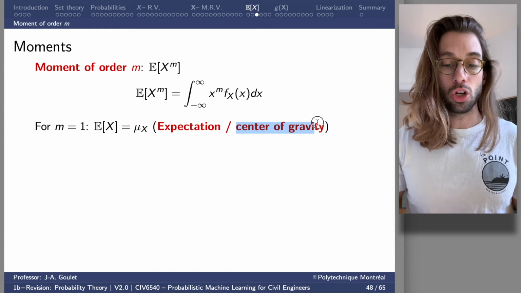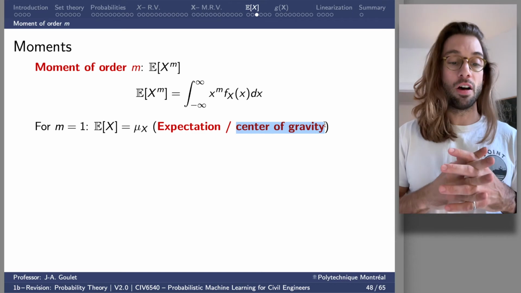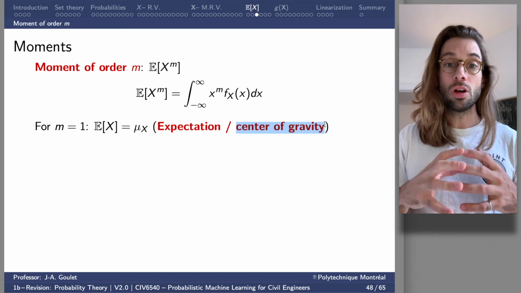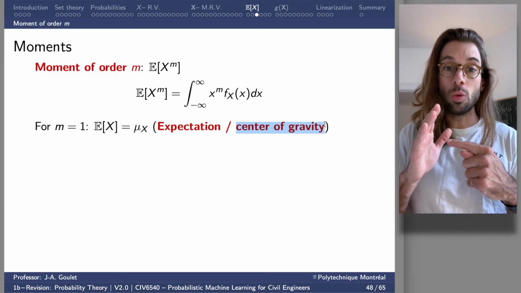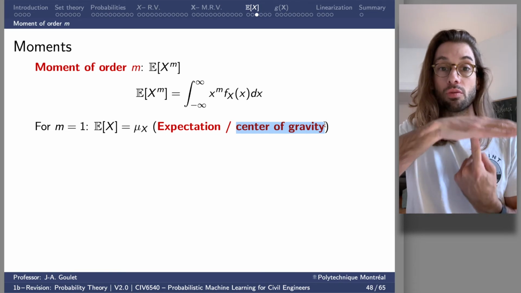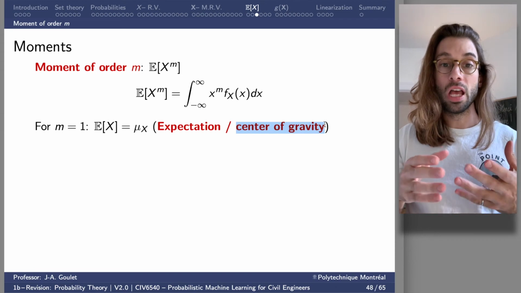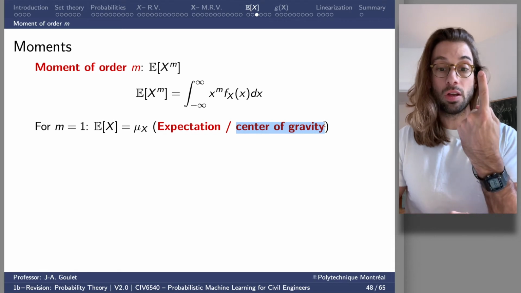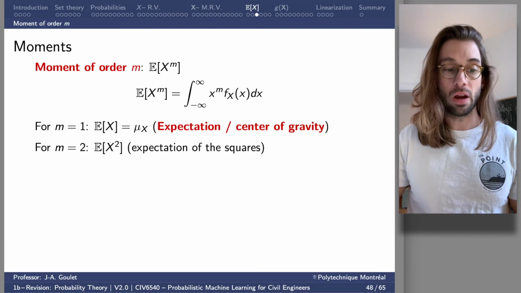So in terms of engineering, the intuitive interpretation you can have of this mean is that it is the center of gravity of a cross section. So imagine you have a beam with a given cross section. If you want to balance that beam on your finger, you need to put your finger on the center of gravity of that beam. Here it's the same thing for a random variable. If you wanted to balance the probability mass function or the probability density function on your finger, you should put your finger on the expected value, okay, the center of gravity.